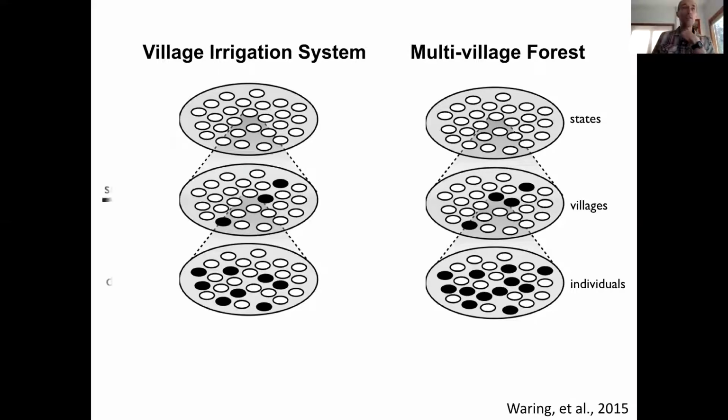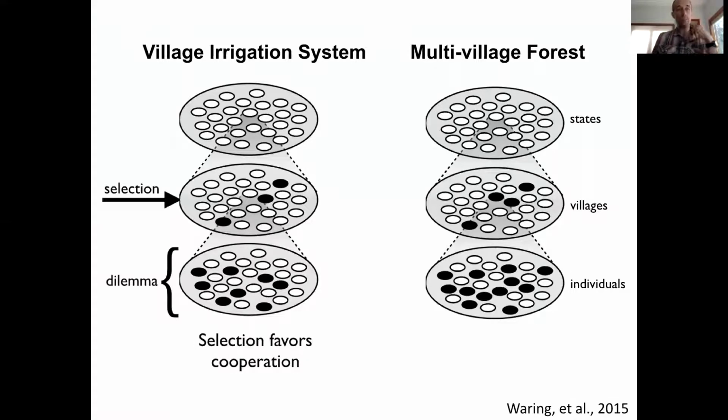And so in the village irrigation system, selection favors cooperation within the village because every village has its own stream, and there might be competition between villages in terms of some kind of status, or there might be a way that villages imitate each other. And so selection favors cooperation, even though it's a challenge to cooperate. Overall, the irrigation systems work.